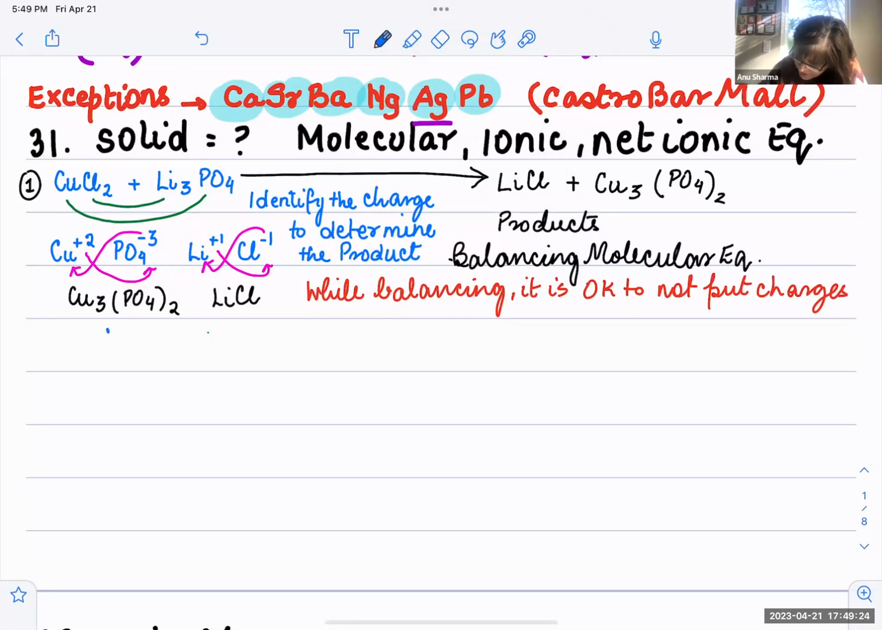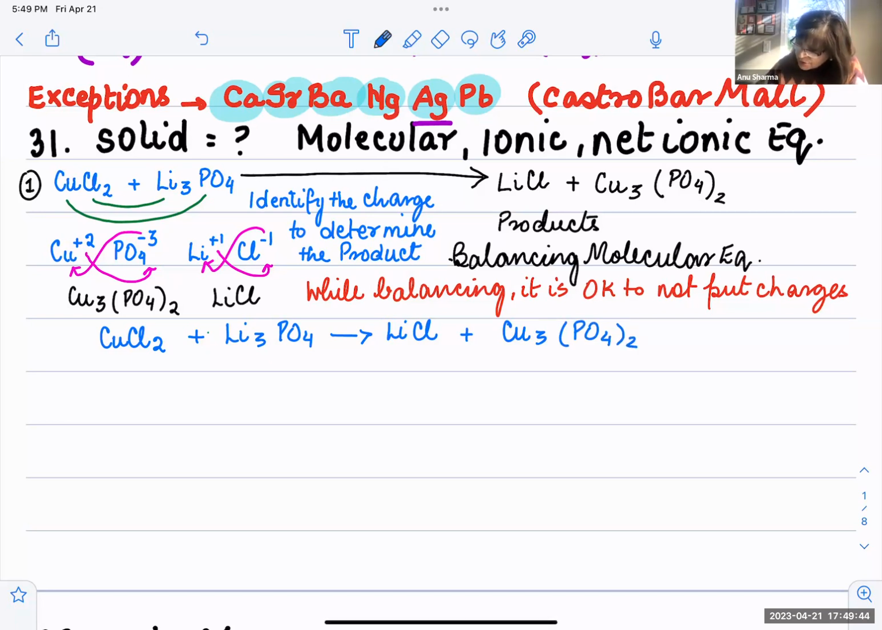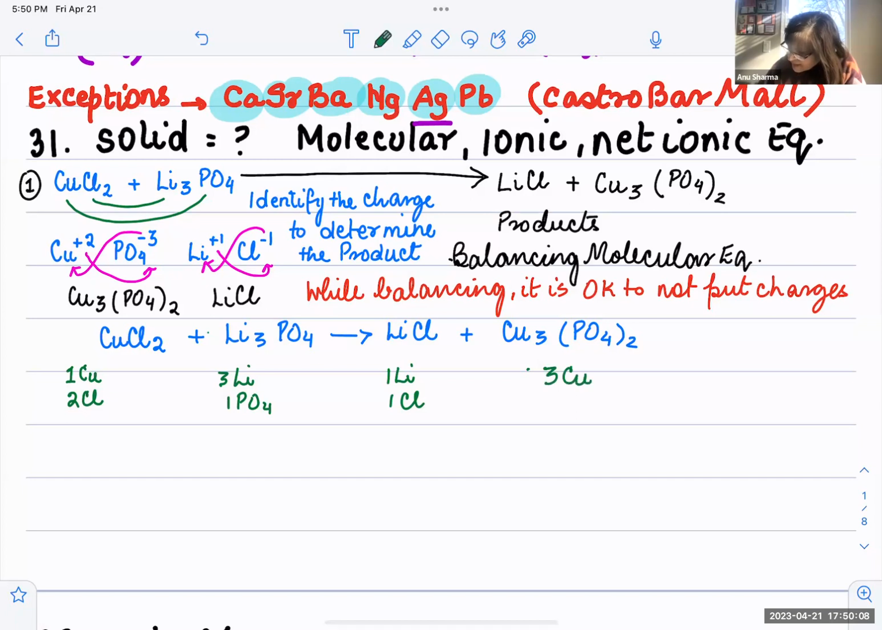So here we have CuCl2 reacting with lithium phosphate, Li3PO4, and this gives you LiCl plus Cu3(PO4)2. Let's write down the individual atoms. On the left, there's only 1 copper, there are 2 chlorines, there are 3 lithiums, and there's 1 phosphate. On the right, there's 1 lithium, 1 chlorine, 3 coppers, and 2 phosphates. So this is what we have.